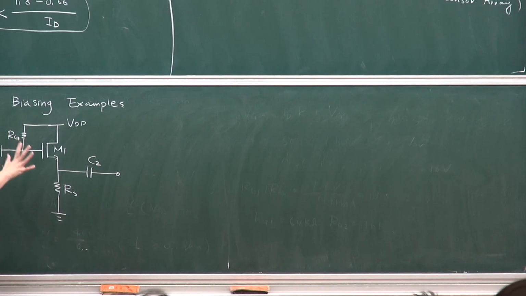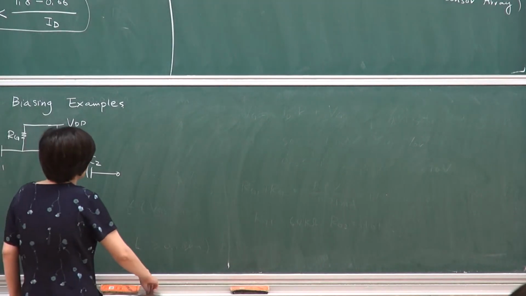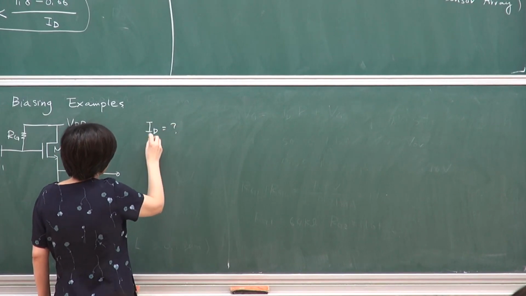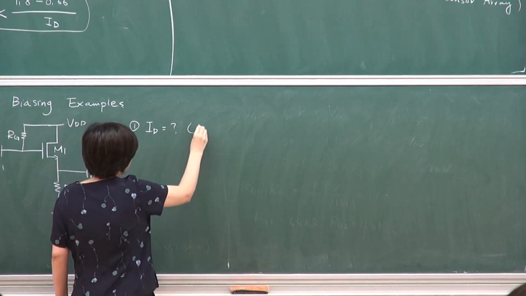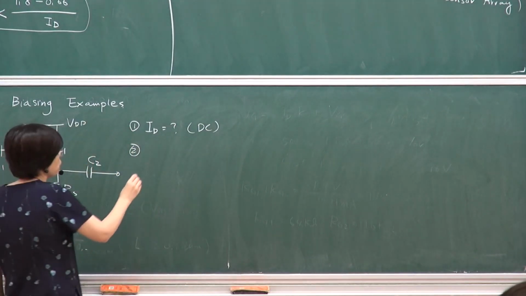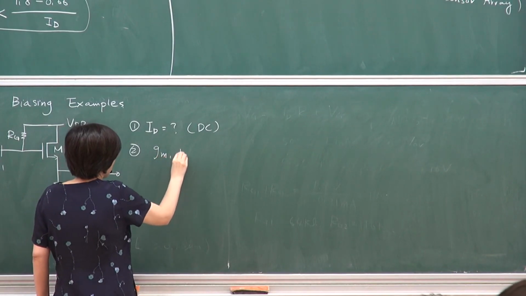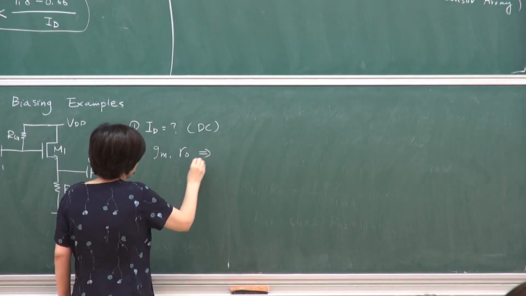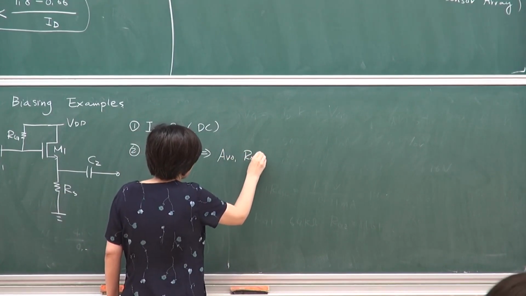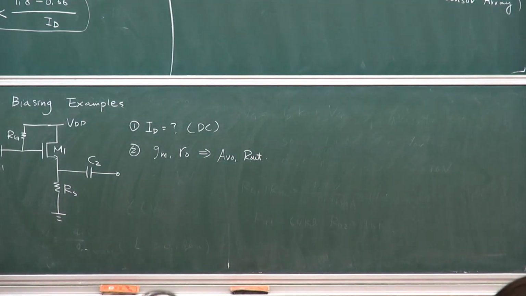There are two parts in analyzing this type of circuit. One is to determine the current, so you need to determine ID. That's the DC part. Once I have the ID, the second thing you do is find out GM and those parameters, and then determine your voltage gain as well as output resistance. I already know my input resistance is infinite, so in this case it will be RG. Okay?